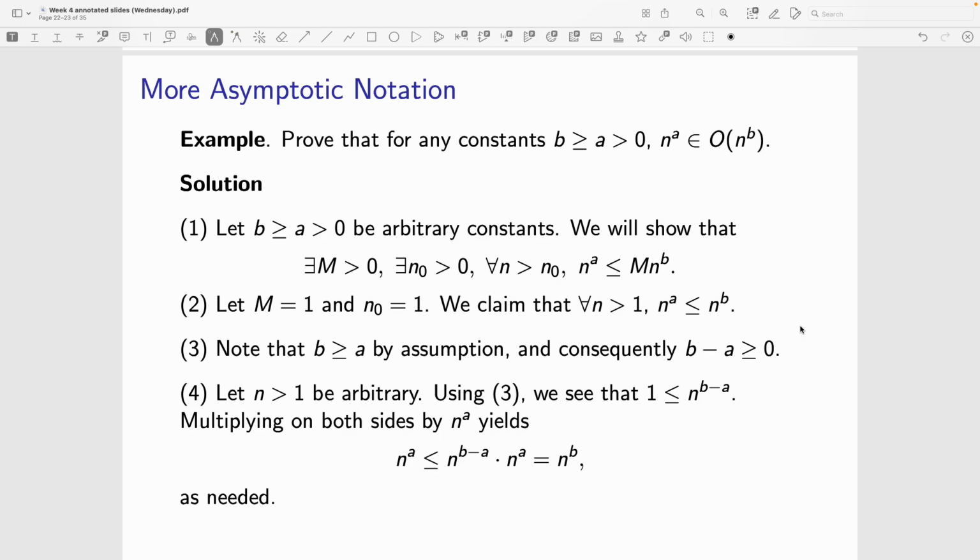So we have b and a, they're constants. b is greater than or equal to a. We want to show that n to the a is in big O of n to the b by definition of big O. And then we just let m and n naught be 1, and then do some trickery with exponents to get the result we want.